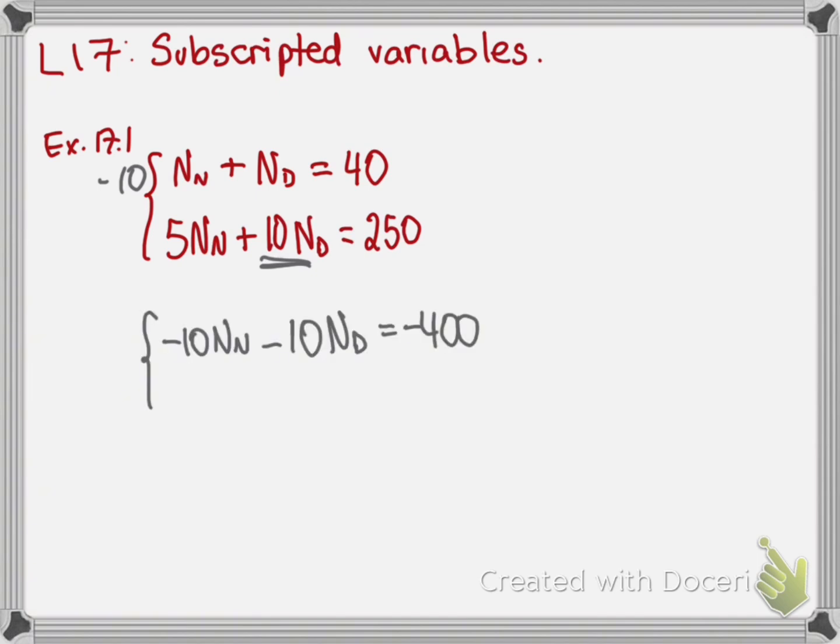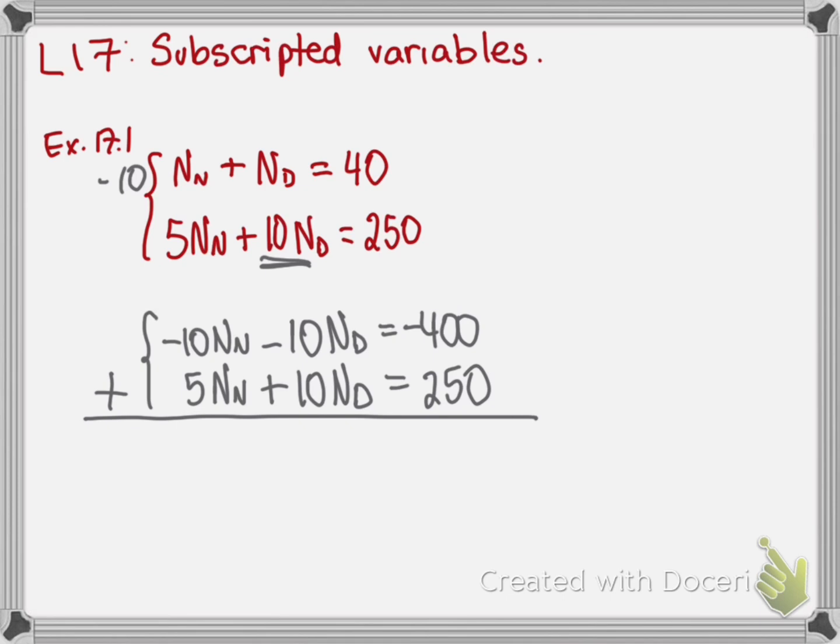Remember that if you multiply times negative 10, you have to multiply each one of them times negative 10, and you would get that. And then on the bottom, we are not going to multiply by anything because we already have the positive 10, the ND that we need. And then to do elimination, what we do is that we add these two equations, and we have negative 5NN. These two cancel because it's a positive and a negative 10. And then negative 400 minus 250 is negative 150.